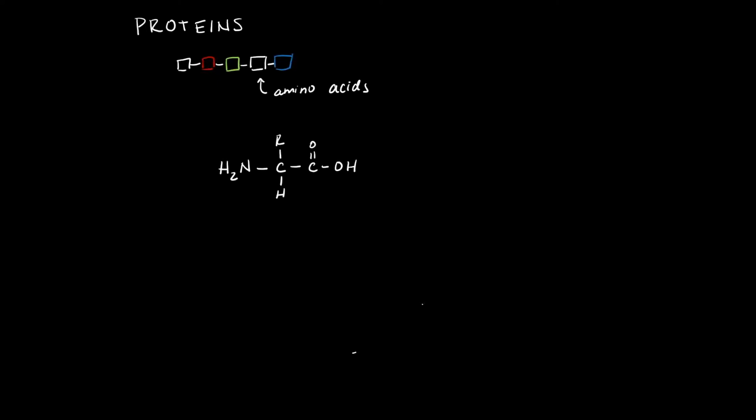And now let's identify the different parts that we have here in our structure. So this central carbon is called the alpha carbon. Attached to this carbon, we have a hydrogen, and we also have this R group, or side chain. The side chain is the thing that distinguishes the 20 amino acids from each other. So this group is different for each amino acid.